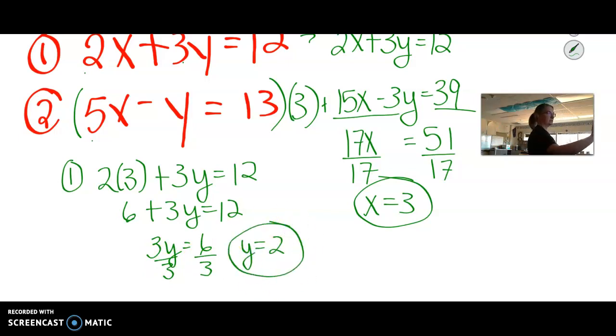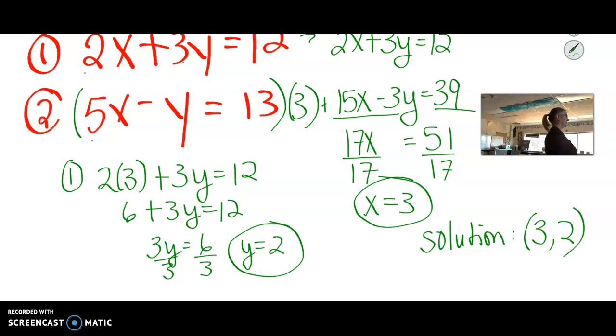So my solution, again, be in the habit of checking it, is 2, comma, 3. What did I do wrong? I put the y coordinate first. It should be 3, comma, 2. And that's a wrap.